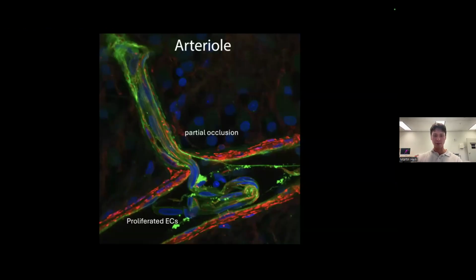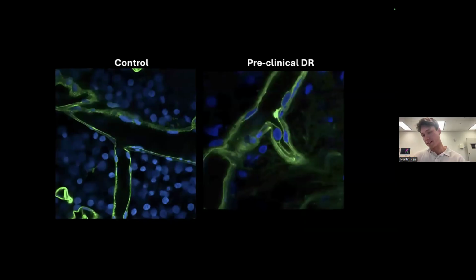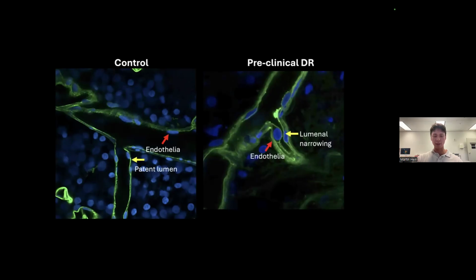This is another example of proliferated endothelial cells causing partial occlusions within arterioles. And what's quite interesting is that this process seems to be occurring even in the setting of preclinical diabetic eye disease. By preclinical, I mean before the development of microaneurysms. So this type of endothelial dysfunction seems to occur far before that and probably contributes to some of the dropout of capillaries you see in preclinical disease. So that's the endothelial narrowing of the lumen there, and also a patent lumen there in the control sample.